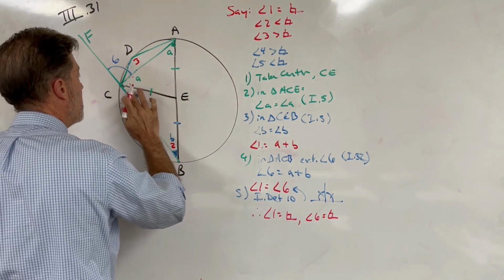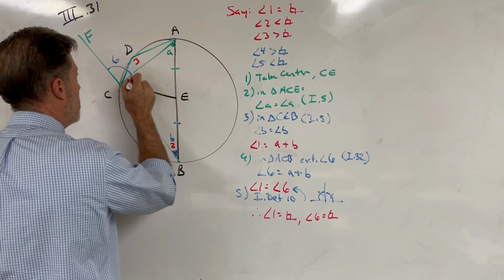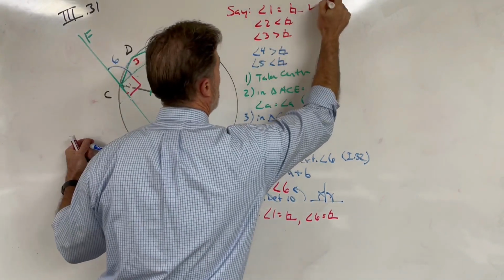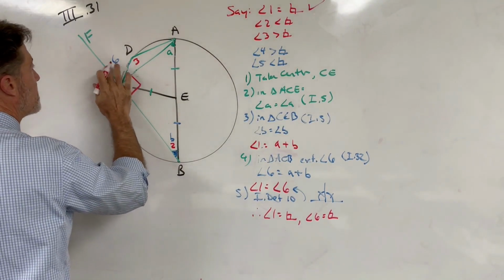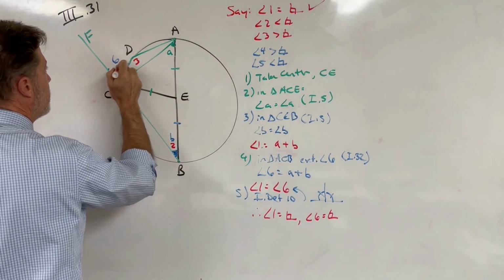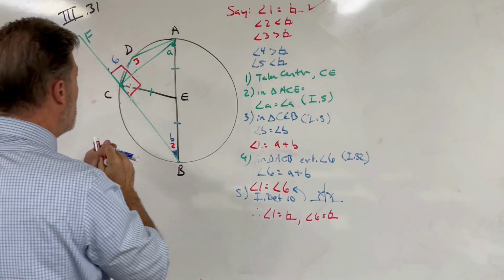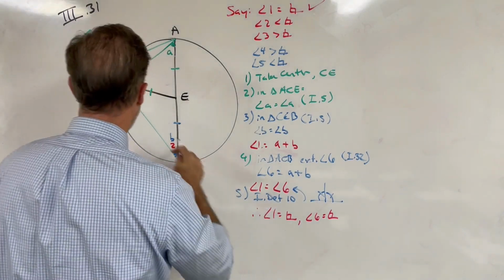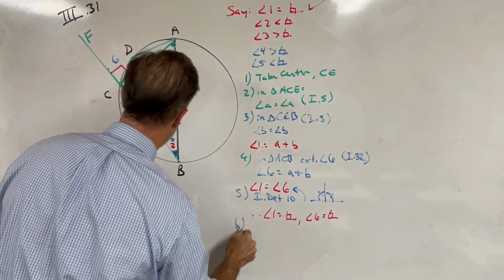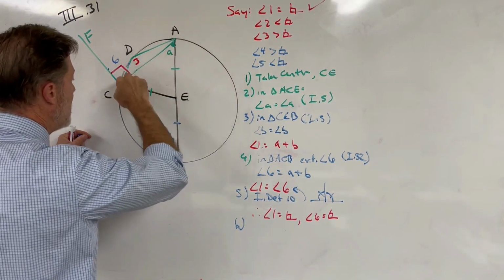So let's replace all of this with this new truth. Angle 1 is a right angle. And also angle 6 over here is a right angle. Now let's go back to triangle ACB.